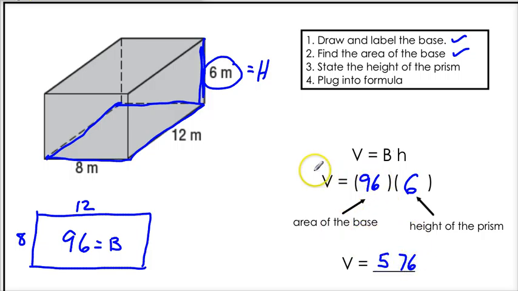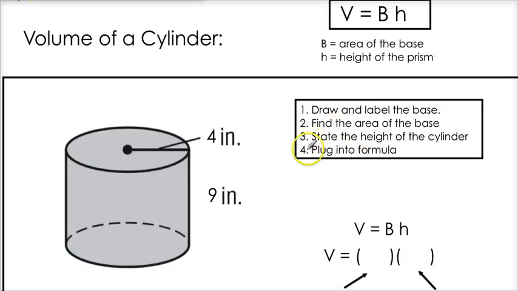I'm doing it right here, and I get 576. Now it's important that you always keep the units, all right? So if you'll see here, it's in meters, and since it's three-dimensional, it's meters cubed. Very important that you use cubed here because it's 3 dimensions. All right, so it's 576 meters cubed. Let's try this for a cylinder now.